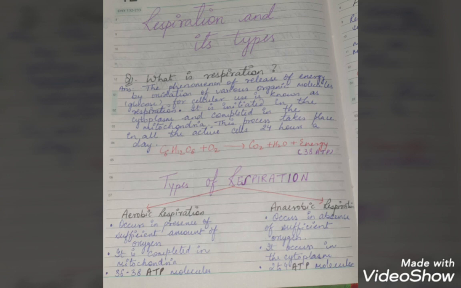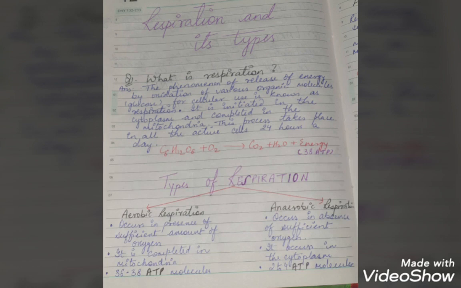Now, depending upon the availability of oxygen, there are two types of respiration. Each glucose molecule breaks down into two molecules of pyruvate. Now, a glucose molecule contains 6 carbon atoms and a pyruvate molecule contains 3 carbon atoms. So, a glucose splits into 2 pyruvate molecules in the cytoplasm. This process is known as glycolysis, and this process does not require oxygen.